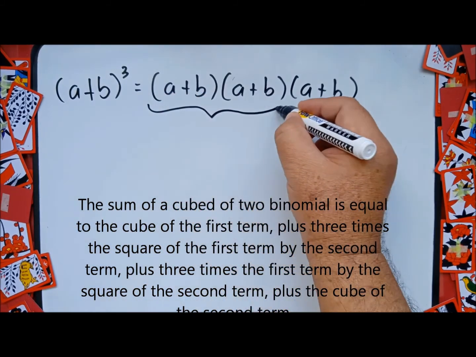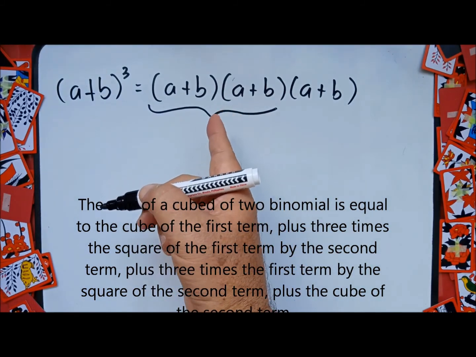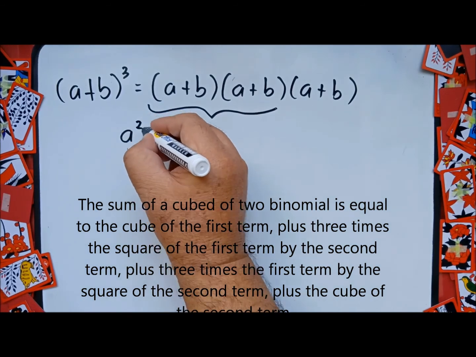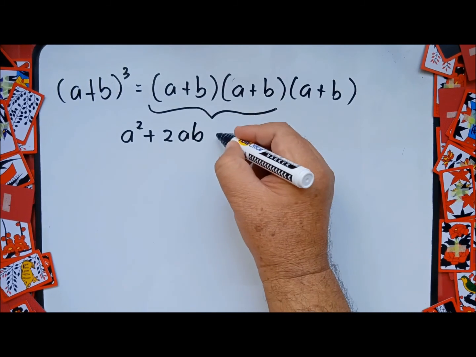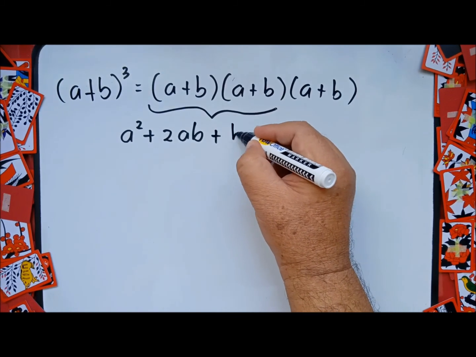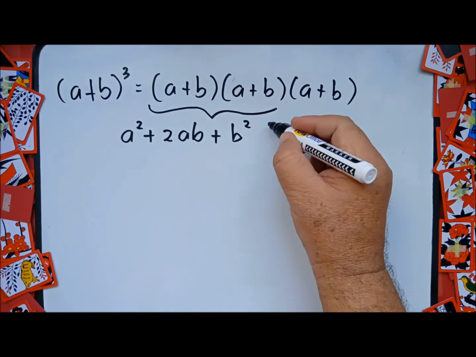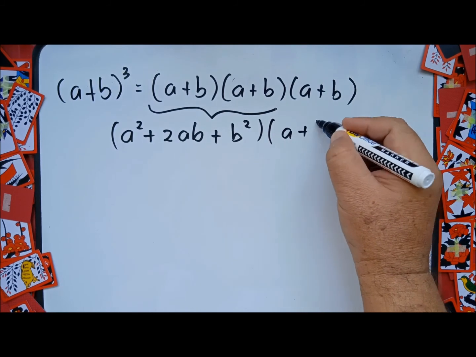Now, we have studied this before, the square of a binomial. So, how will you find the product? Square the first term plus twice the product of the first and second term plus square the last term. So this will be your answer. Now you multiply this to the last binomial.